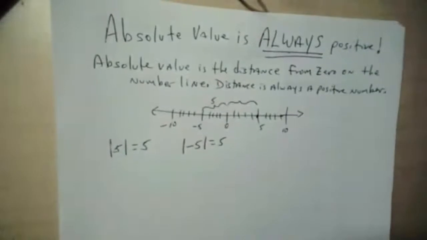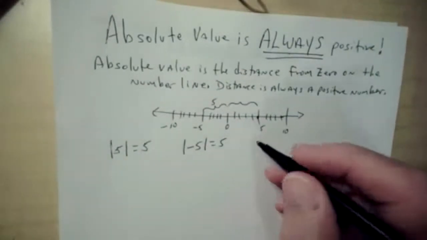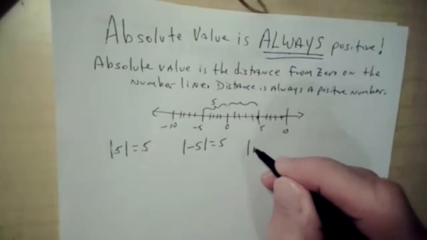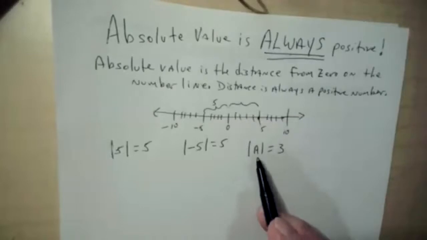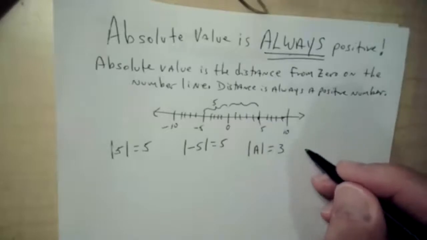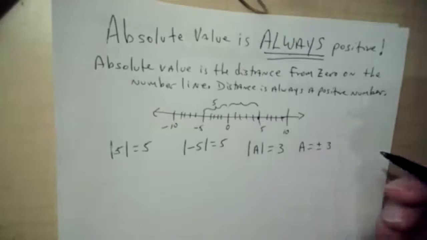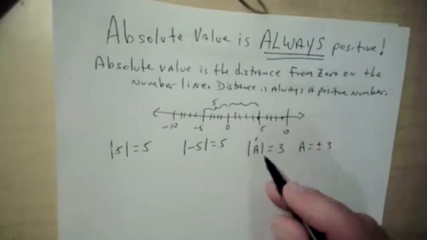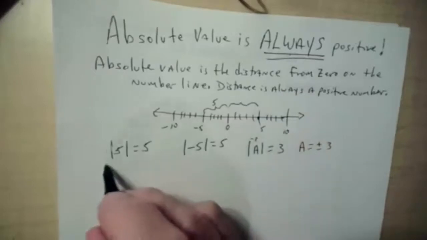So if we have the absolute value of A is 3, how much could A be? How much could A equal? Plus or minus 3, because the absolute value of 3 is 3, and the absolute value of -3 is 3.